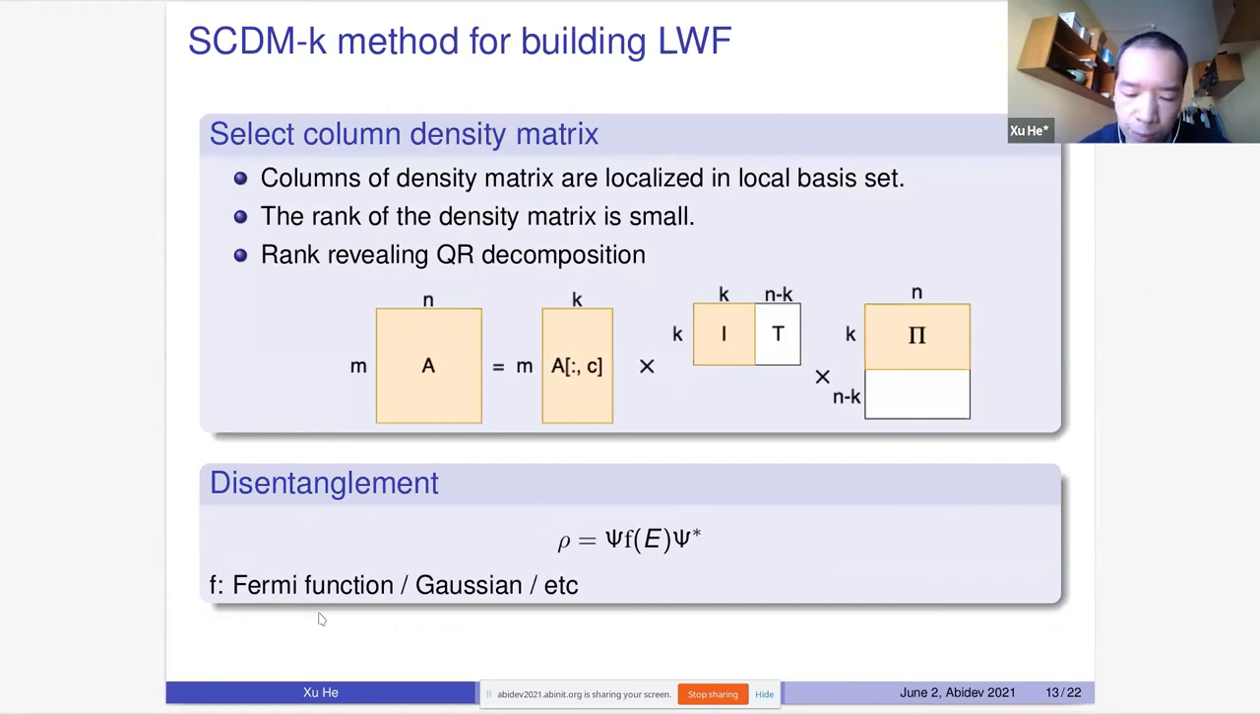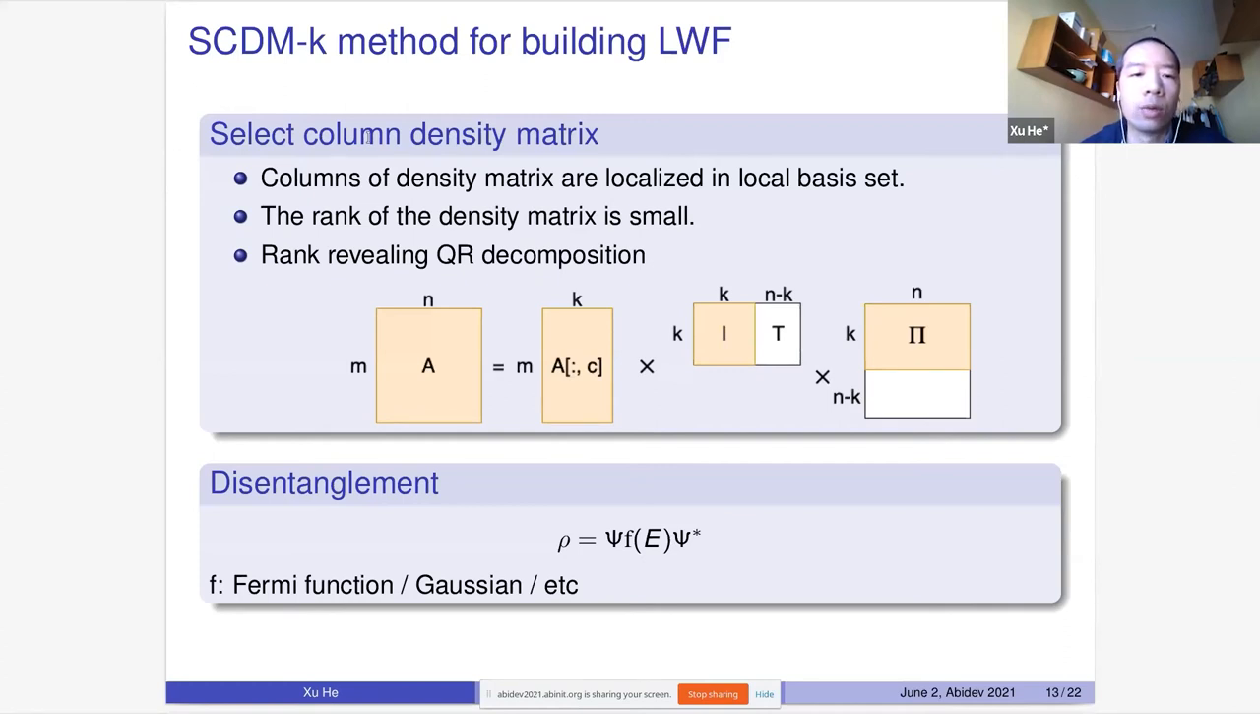For electron Wannier functions, we have a very good package, Wannier90, to build them. We also have projective Wannier functions and a few other methods which are widely used. But for lattice Wannier functions, we do not yet have a code to do that. So we have built a code which uses the SCDM-k method for building lattice Wannier functions.